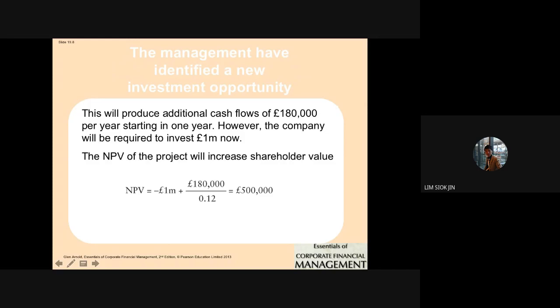Let's say this year this company makes $1 million net profit. This net profit of $1 million can be given out as dividend, right? Instead of reinvesting. So now the alternative is to reinvest into another project. And what's the benefit of this project? This project will give you an extra 180,000 per year forever. So what is the NPV of this project? We take negative 1 million, which is the initial investment, plus 180,000 divided by 0.12.